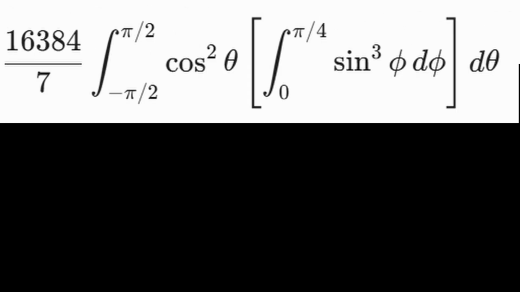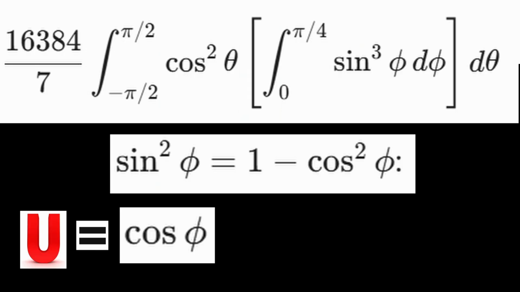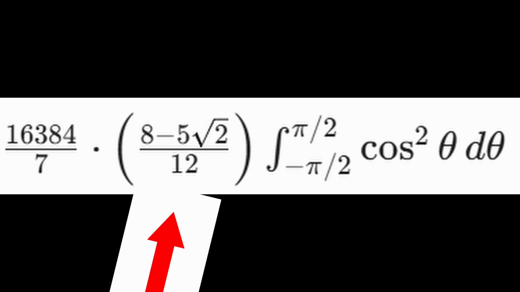Now, the second step, the middle layer, phi. We bring that constant outside the phi integral. We are then left with the integral of sine to the power of 3 phi. To solve this, we use the identity sine squared phi equals 1 minus cos squared phi, with a simple u substitution, where in this case u equals cos phi. We can evaluate from 0 to pi over 4. This gives us the value (8 minus 5 times the square root of 2) over 12. We now multiply this by our previous result.